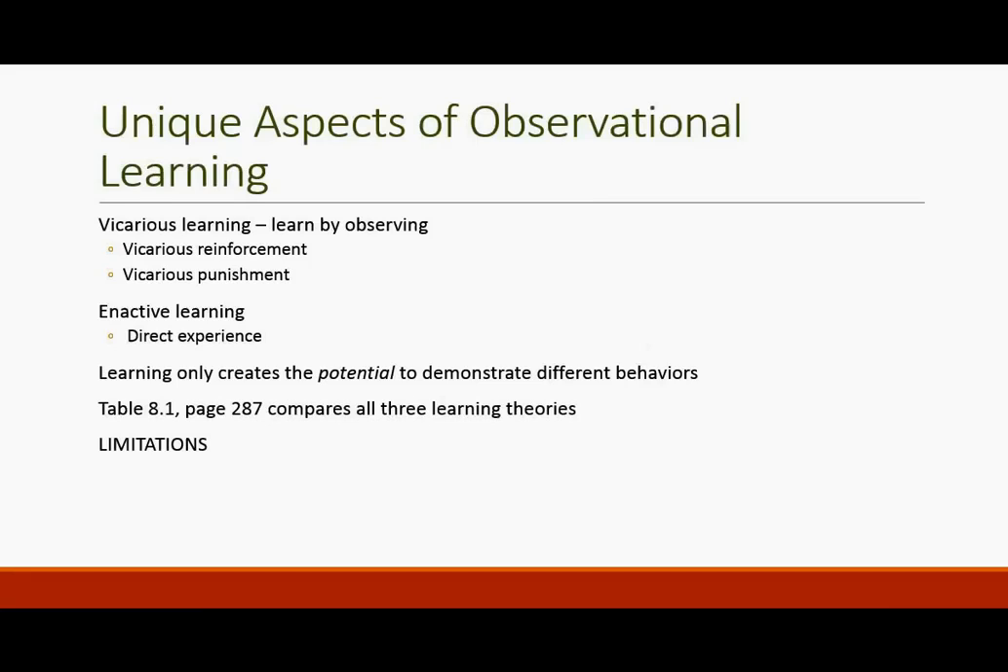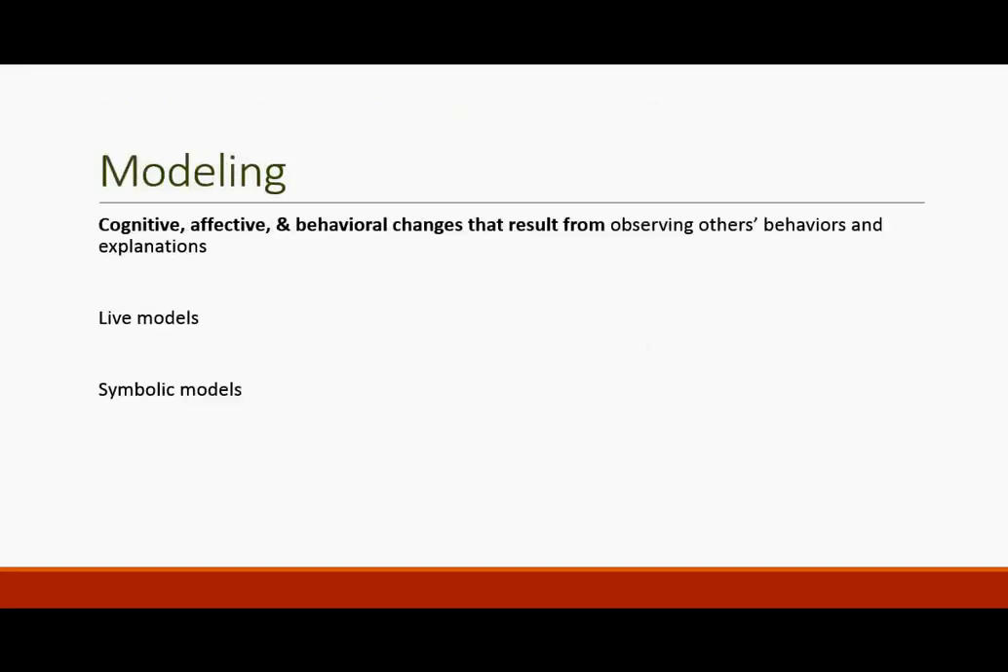We can be vicariously reinforced if we see somebody else getting a piece of candy for something they did, or vicariously punished. We're less likely to do a behavior if we see somebody do something and they get yelled at or punished in some way. Enactive learning means a mastery experience. I have succeeded in this before. That's a direct experience. It's like a vicarious experience, but it's direct rather than indirect. Learning only creates the potential to demonstrate different behaviors. It does not mean for sure that we will show those new behaviors.